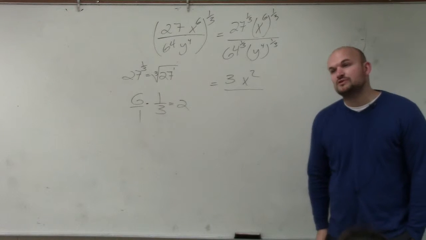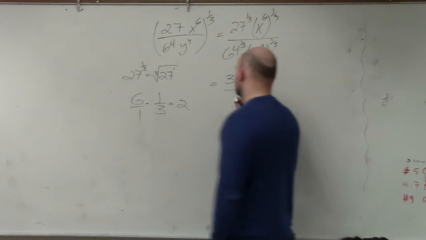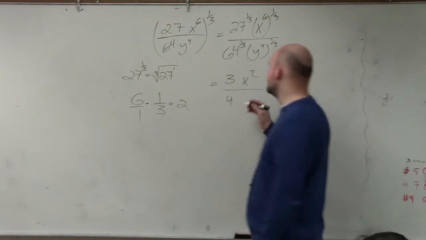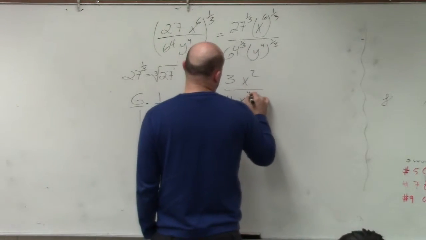You should recognize 64 is also a cube number, which is 4 times 4 times 4. And therefore, I have 4 times 1/3, which does not simplify, which is y to the 4/3.